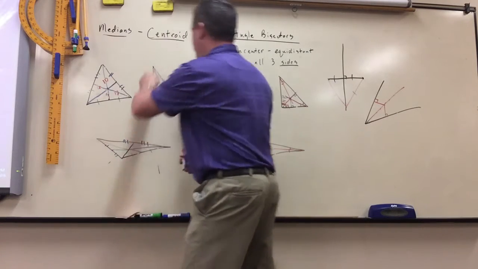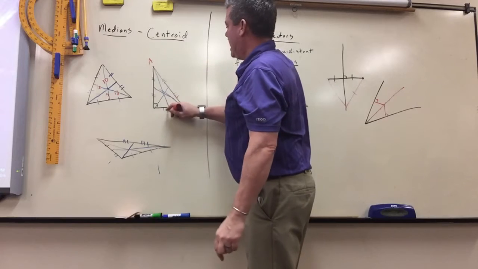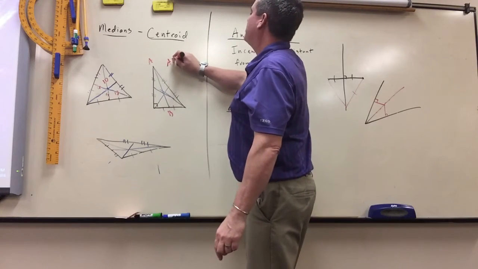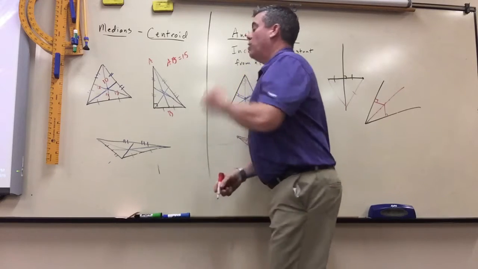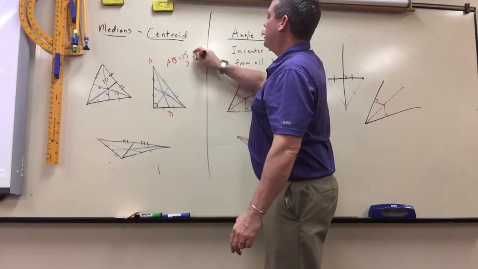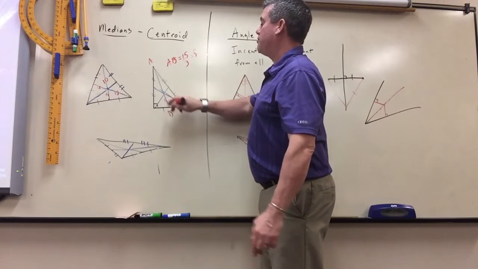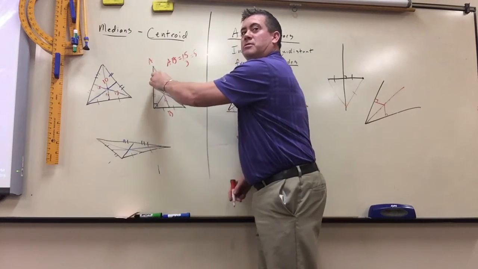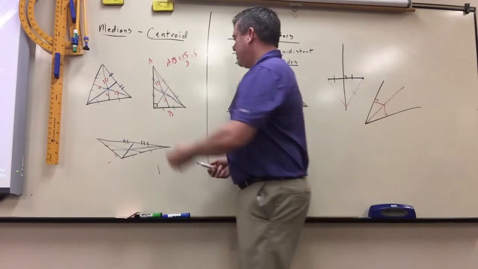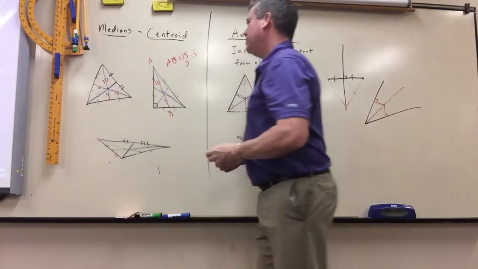Now if they did give you the whole length, say that AB was 15. What you do to figure it out is divide that by 3 and you get 5, which means the shortest one is 5 and this one is 2 5s, which is 10. Okay? But I don't think they have any like that. I think they're all like that.